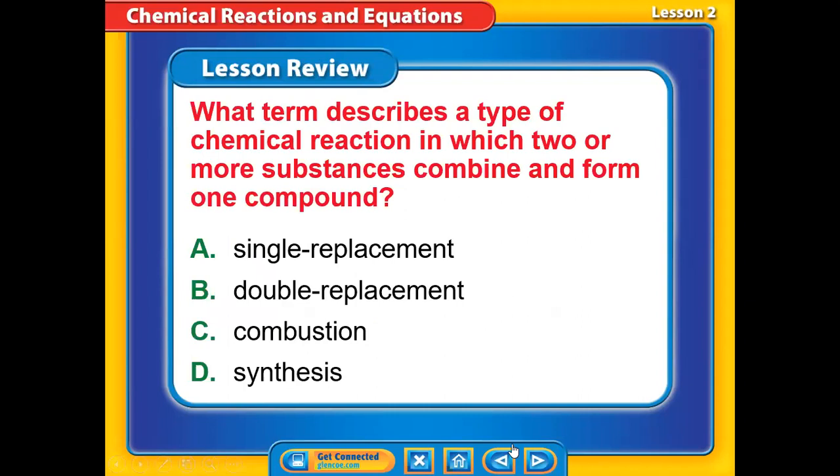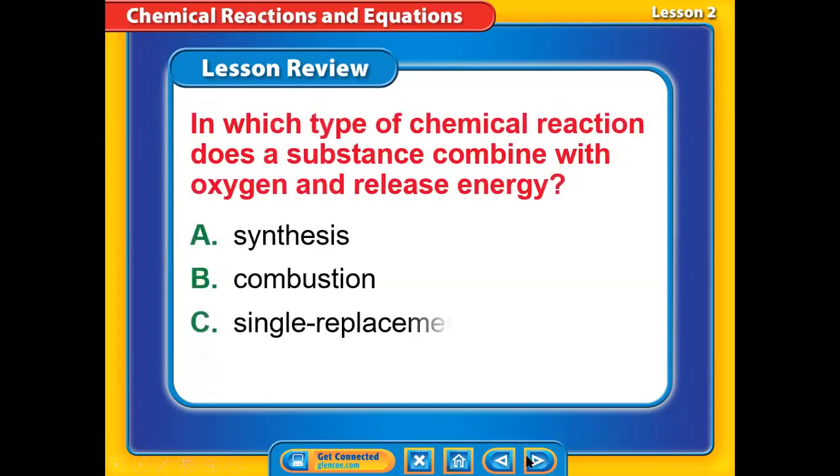What term describes a type of chemical reaction in which two or more substances combine and form a compound? D, it's a synthesis reaction. True. Next: in which type of chemical reaction does a substance combine with oxygen and release energy? That means energy is a must as a product. Combustion. Great.